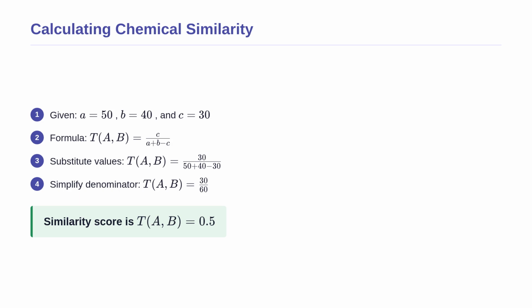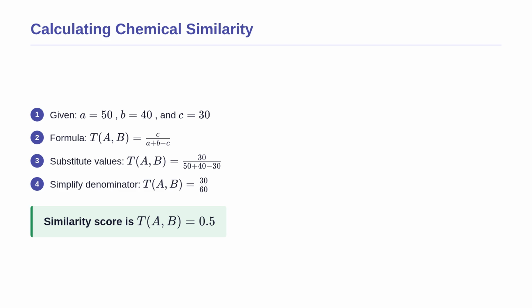Let us see this formula in action with a concrete example. Suppose we are comparing a known painkiller, molecule A, with a newly discovered compound, molecule B. We are given that molecule A has 50 features, molecule B has 40 features, and they share 30 features in common. We want to find their similarity score.